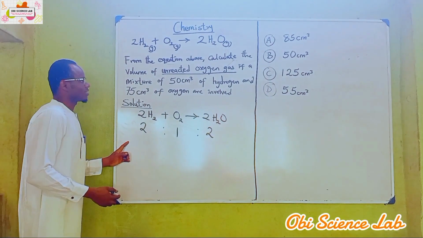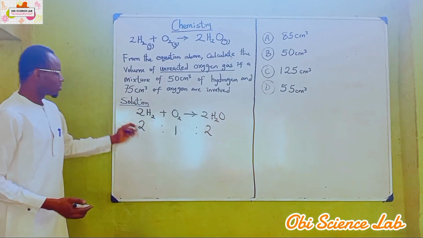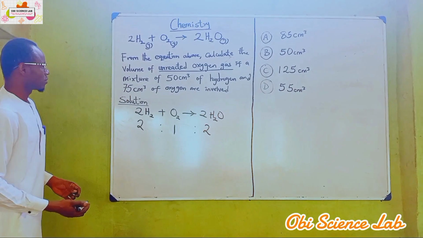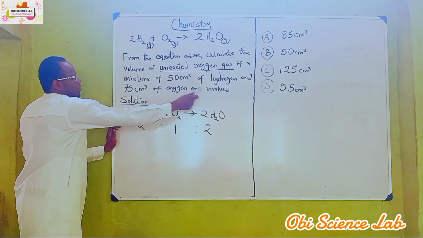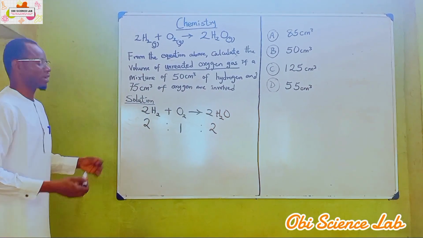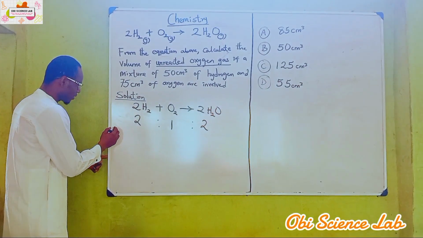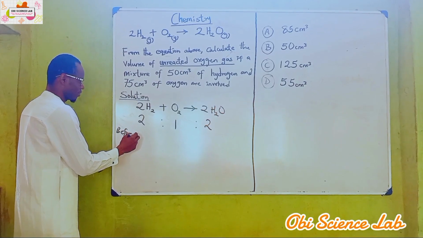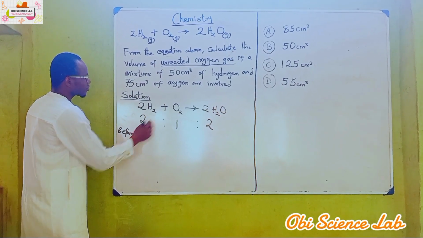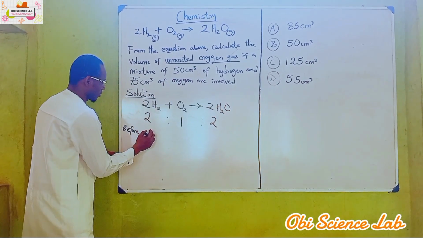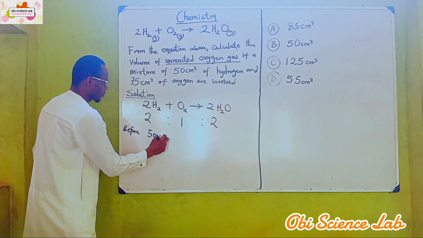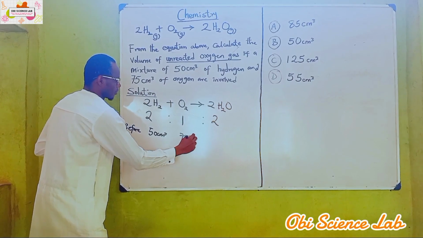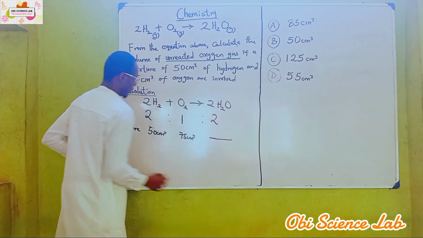So what the law is saying is that these moles that we have here are in direct relationship with their volumes. And the question is telling us that 50 cm3 of hydrogen and 75 cm3 of oxygen are involved. So before the completion of the reaction, what we'll have is 50 cm3 of hydrogen, 75 cm3 of oxygen involved. No product here, that is before the reaction.